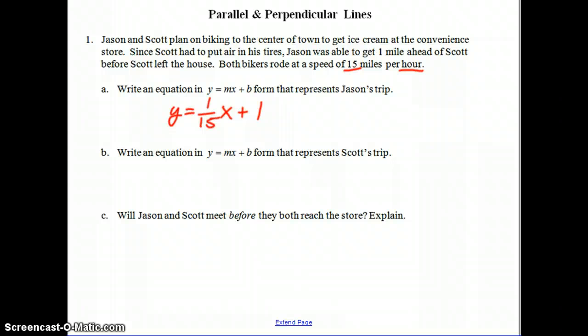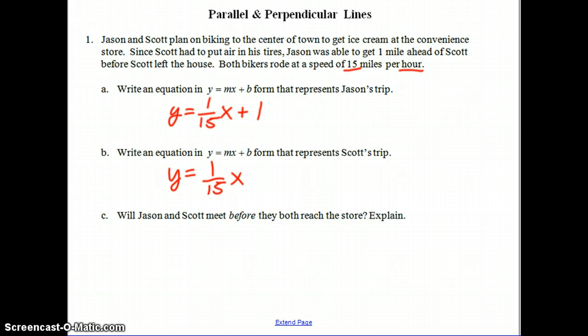Alright, second one, Scott's trip, would be the same speed, so 15x, alright, and b would be 0 because he's 1 mile behind Jason. Alright, now when we have that 0, we don't need to write it because anything plus 0 is itself.